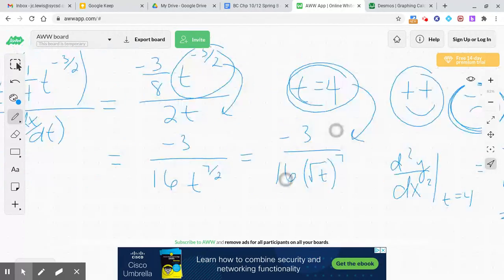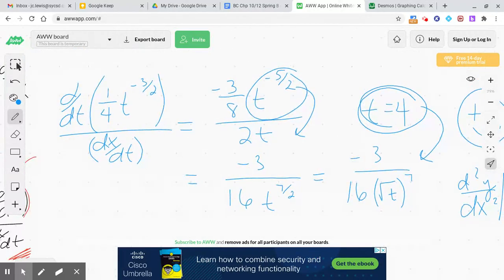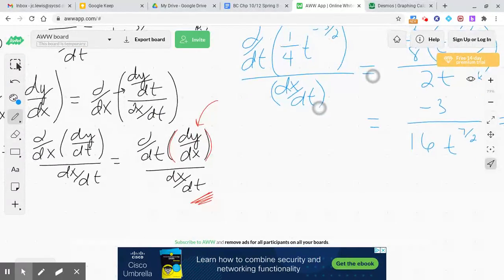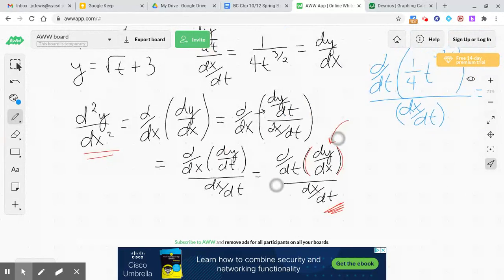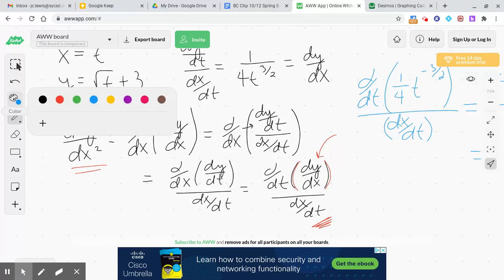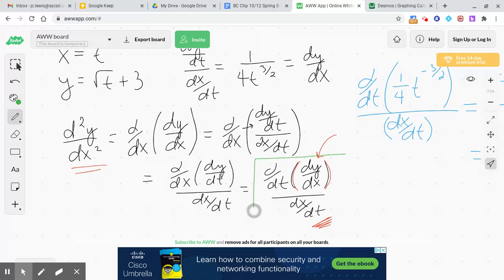So to review, whenever we're finding the second derivative, really the second derivative is the derivative with respect to t of dy/dt over dx/dt again. So first you're going to need to find your first derivative and use that result to get to your second derivative. I hope that helps. Good luck.